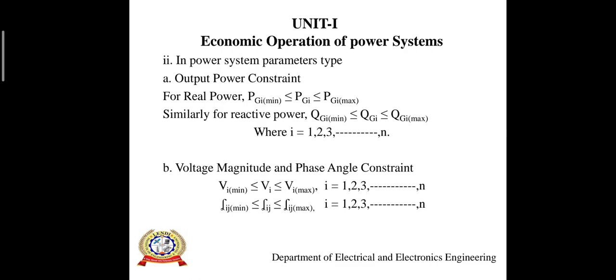Then coming to the angle, the phase angle delta ij minimum less than or equal to delta ij less than or equal to delta ij maximum. Here also i equals 1 up to n units. So this is also strictly maintained within the minimum and maximum limits. So this is the voltage magnitude and phase angle constraint.